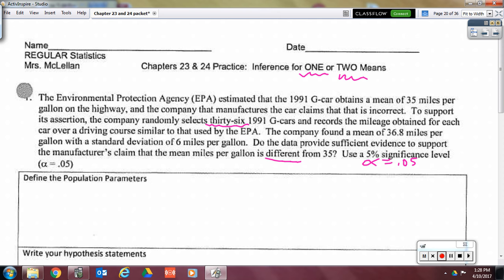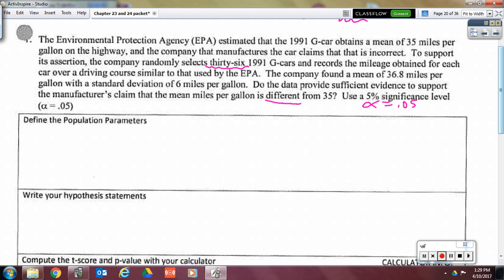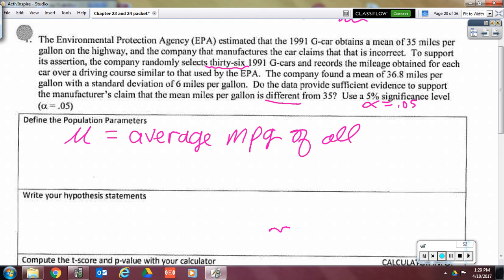All right. So what do you think? Do we have one mean or two? Did you decide if this was one mean or two means? One. It is one. The mu is the average miles per gallon of all of these 1991 G cars.